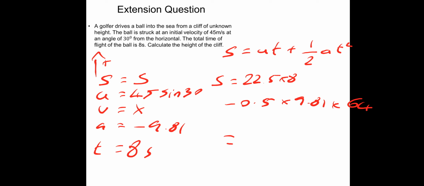And if you put that into your calculator, you will get an answer of minus 134 meters. So the negative just means that obviously we've taken up as positive, so the negative indicates that it will be minus 134 meters, so lower than where it started. So that must be the height of the cliff.